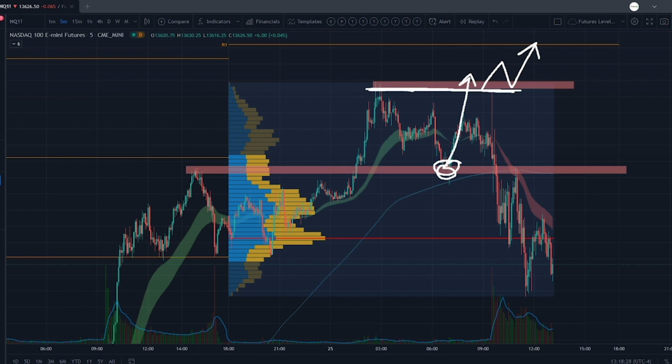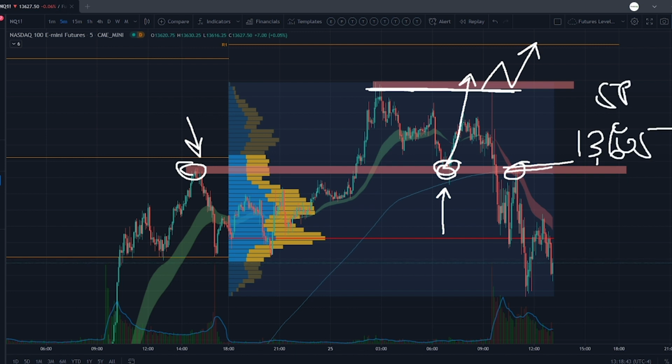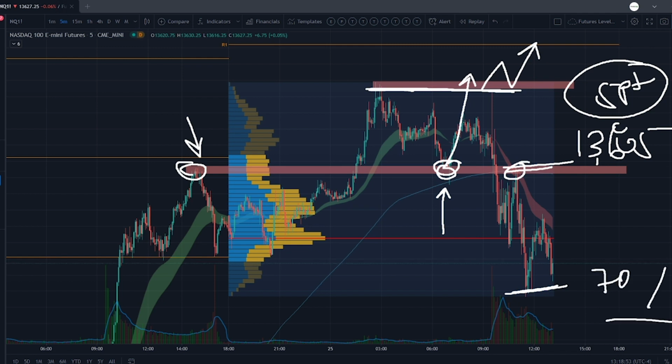Now, if this key area that held an amazing rejection from this prior resistance is broken, it is going to present us with a sell opportunity from 13,685, 5-point stop loss. We move all the way down very quickly, about 70 to 80 points on Nasdaq. That is an amazing profit opportunity. So if that doesn't convince you to learn some price action, I don't know what will.